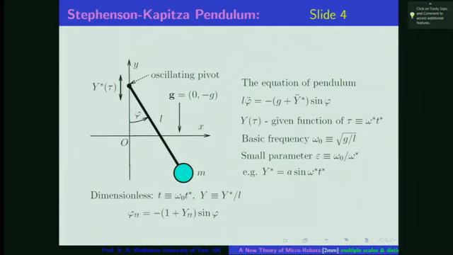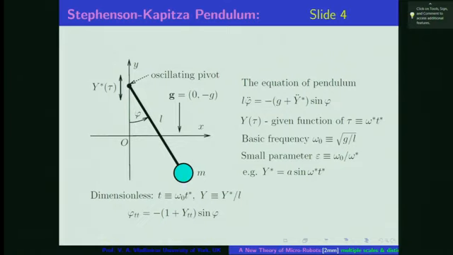Simple picture: pivot, bob, rod of constant length L. The point is, this pivot is oscillating vertically, periodically, and this is the so-called Kapitsa pendulum, or Stephenson-Kapitsa pendulum, also known as the inverted pendulum.